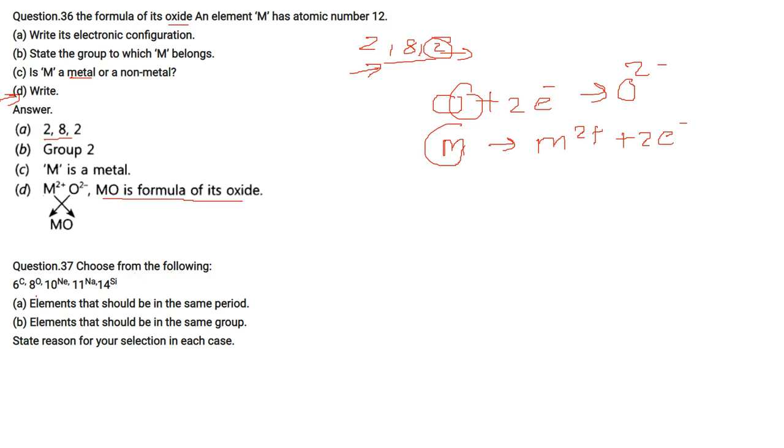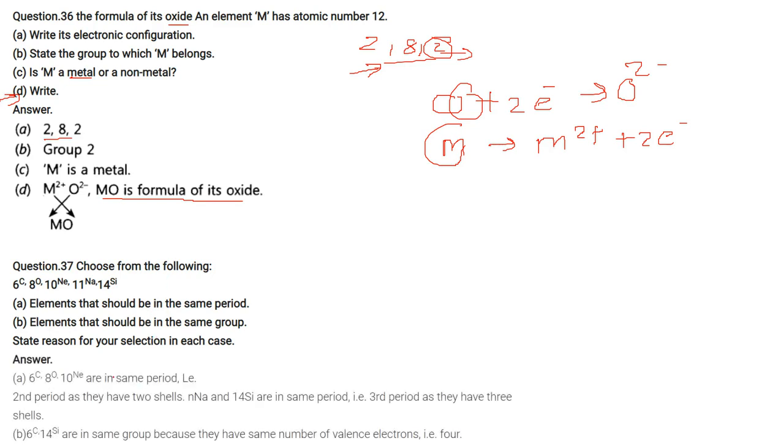Choose from the following: C, O, Ne, Na, Si. Elements that should be in the same period. Same period means C, O and Ne, with atomic numbers 6, 8, 10, will lie in the second period. Why? Because they all have 2 shells. The number of shells has to be equal to be in the same period. Sodium and silicon are in the same period, the third period, because they have 3 shells.